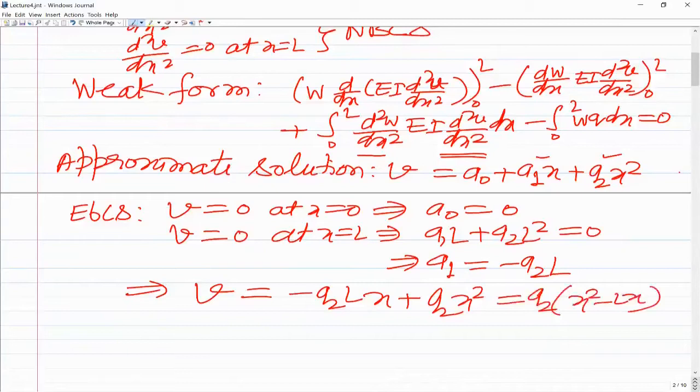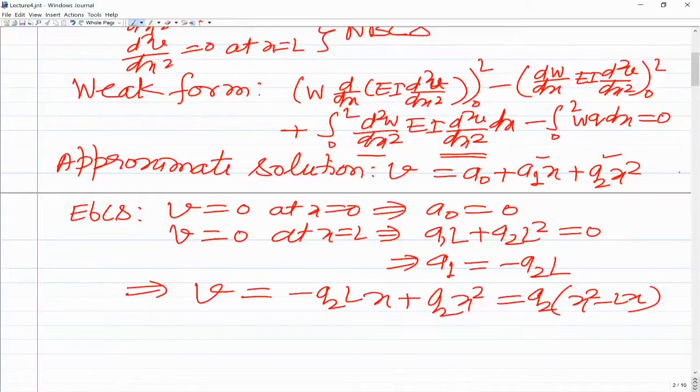This is the approximate solution after satisfying the essential boundary conditions. Finally, you are left with only one constant here, a2. So sometimes this is also referred to as a single parameter solution. That means finally the parameter which we are determining from the weak form is one parameter, a single constant solution. Although initially we started with three constants, two constants are eliminated based on the essential boundary conditions.